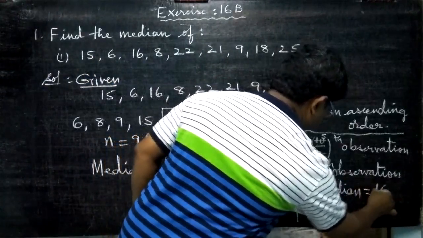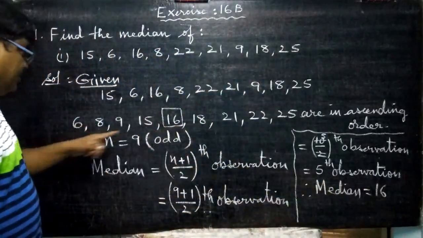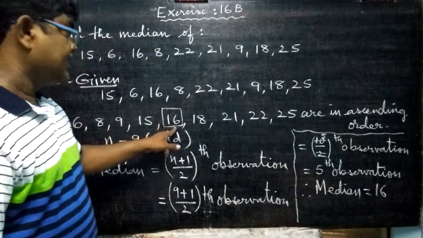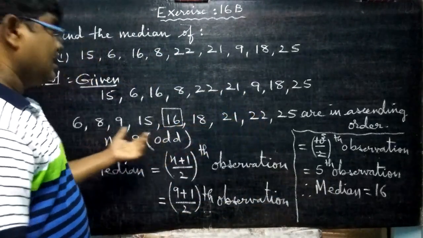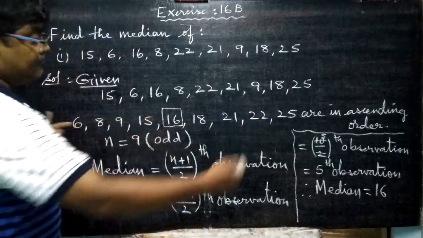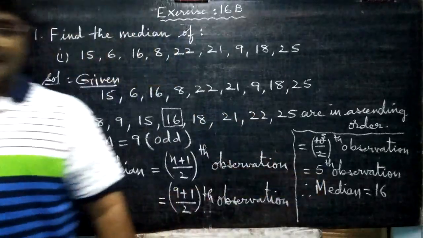16. Fifth observation is not the answer; we have to come back to the problem. This is first, second, third, fourth, fifth observation. Sir, I count from the back side. Count 1, 2, 3, 4, 5, from any side. So, therefore, median is equal to 16.